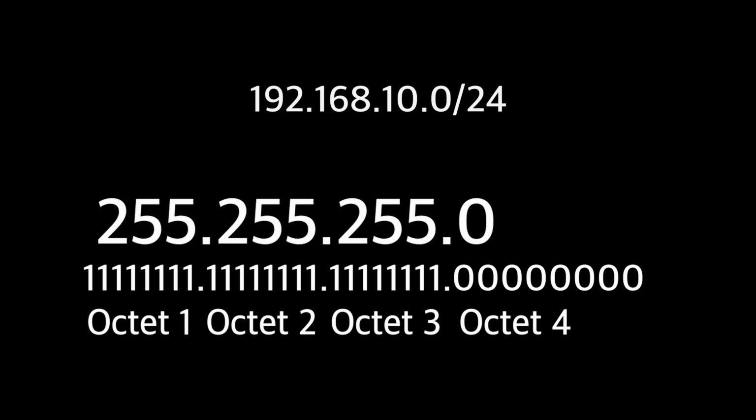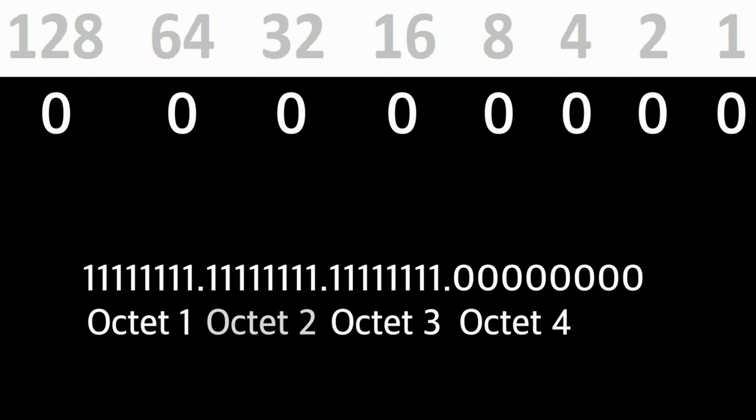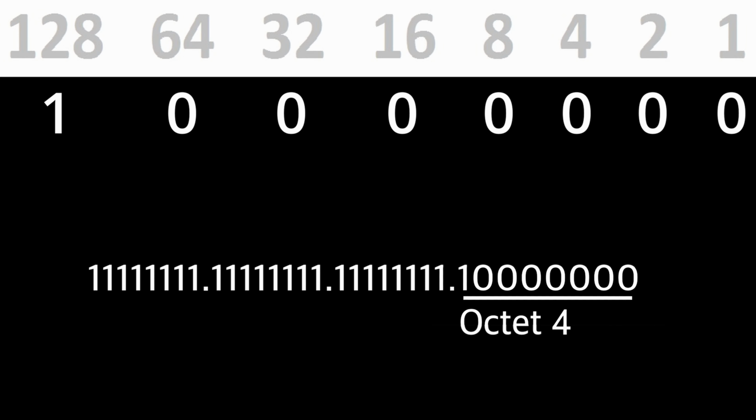So the subnet mask will be 255.255.255. So if we were to change the first bit in the 4th octet to a value of 1, that's now created a value of 128 for the network segment. So 1 followed by 7 zeros equals 128. So now our subnet mask is 255.255.255.128. How many subnets can we create with this mask?